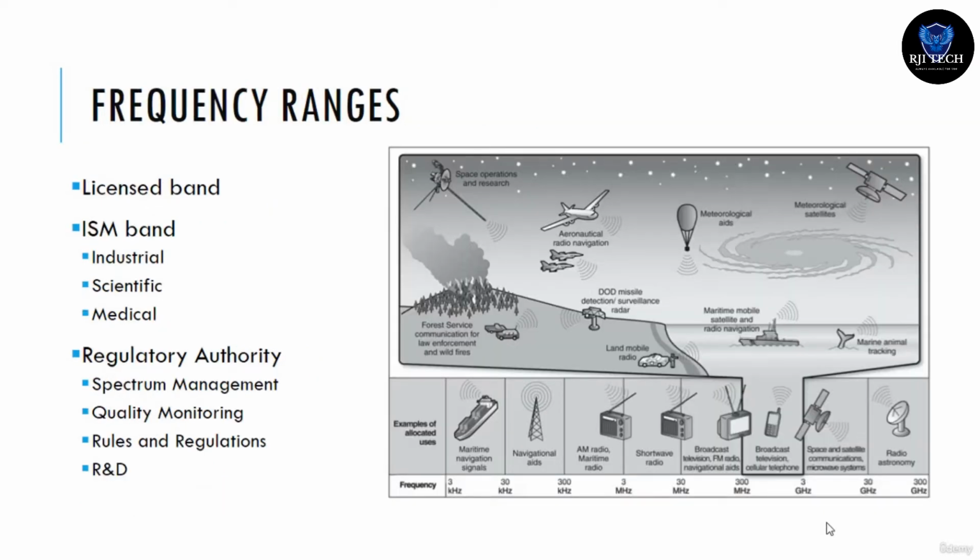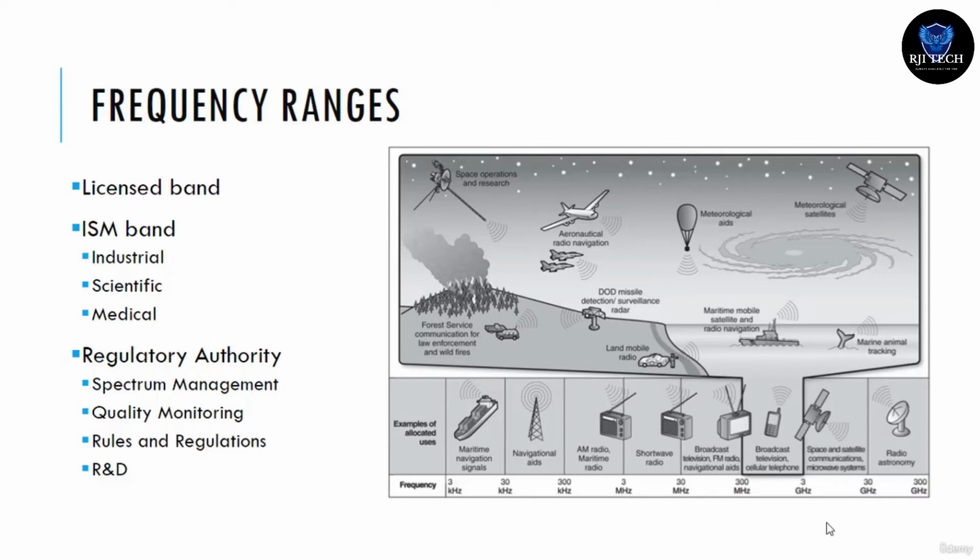Let's talk about the frequency ranges. We have a licensed band and an ISM band. A licensed band means that you need a license to use this band for your communication, a license from the regulatory authority inside your country, to be able to transmit and receive signals over this band. And you have the ISM band that can be used for industrial, scientific, and medical applications without the need for obtaining a license.